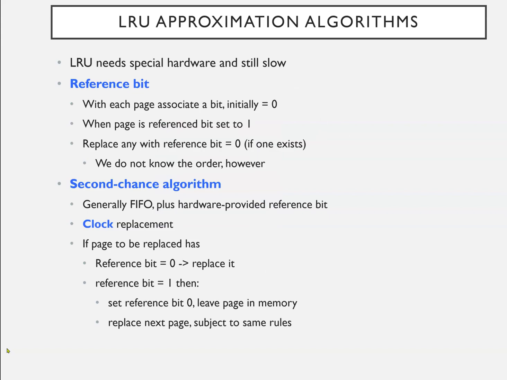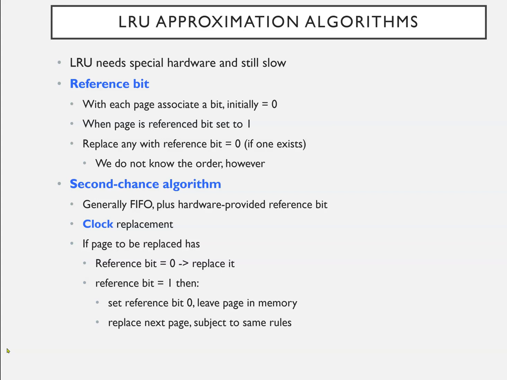So another option is to use least recently used approximation algorithms. LRU really needs special hardware and is a bit slow. So what we can do is associate a bit with each page, initially 0. When it's referenced, set it to 1. Replace any with reference 0 first, but we don't know the order.